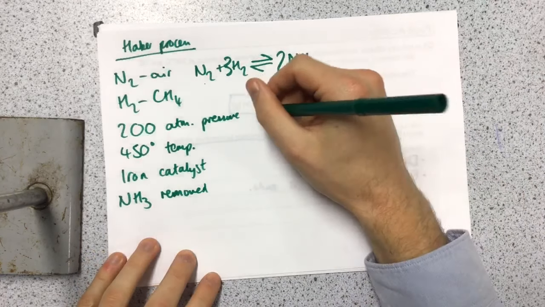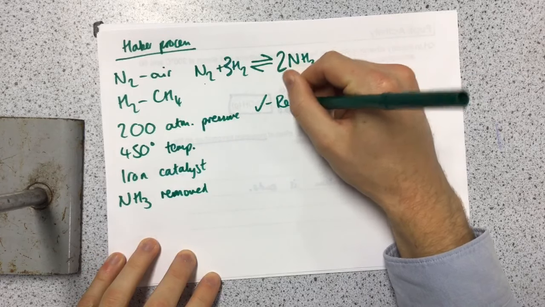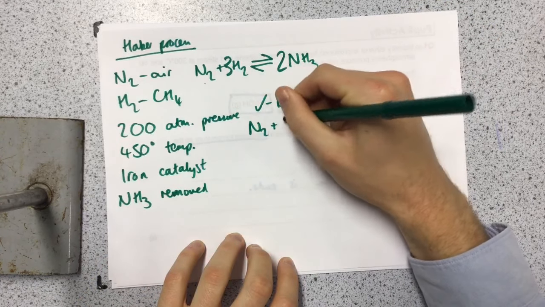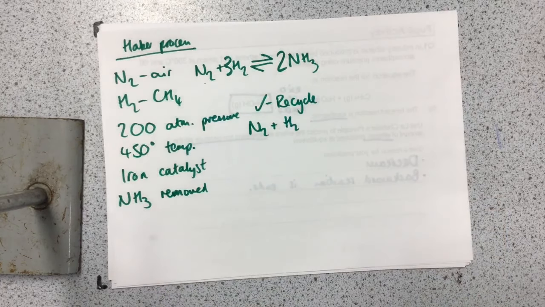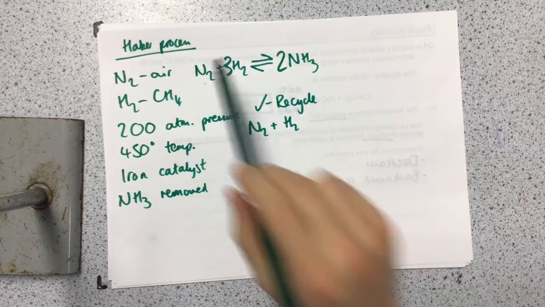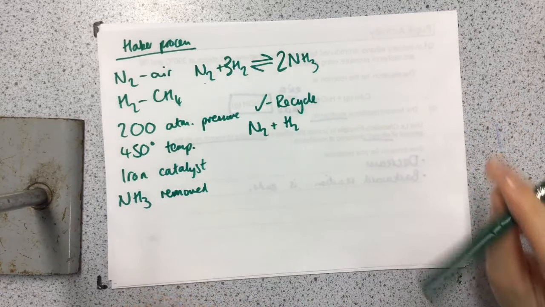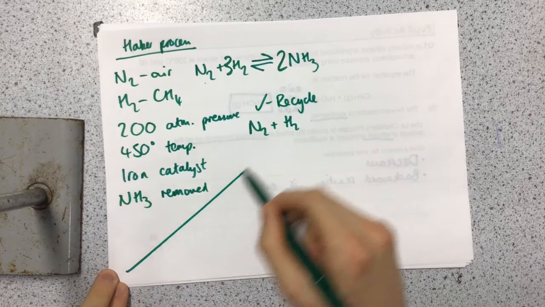What's also really good about the Haber process is that they recycle the nitrogen and hydrogen if it is unreacted. So any unreacted hydrogen and nitrogen is recycled. Unfortunately, it doesn't always fully react, so that is one of the reasons that they recycle it. So that's your Haber process in a nutshell.